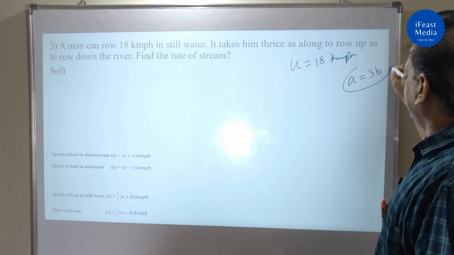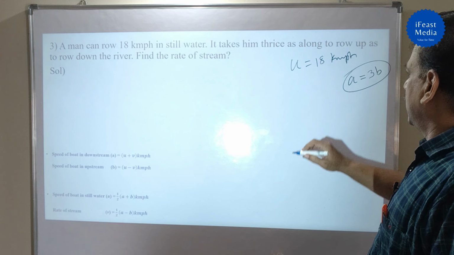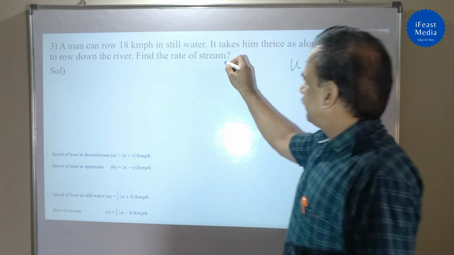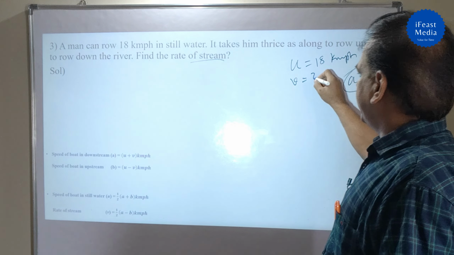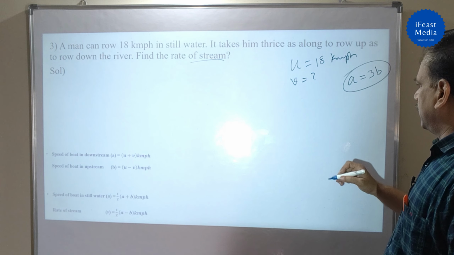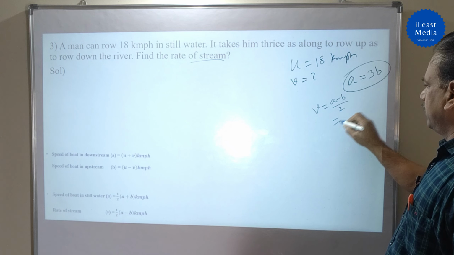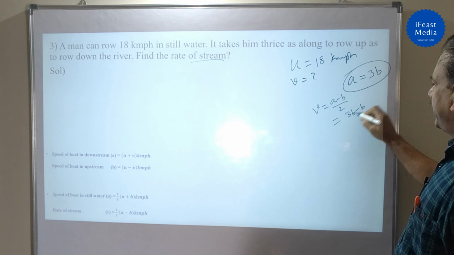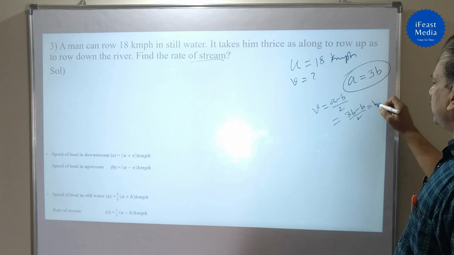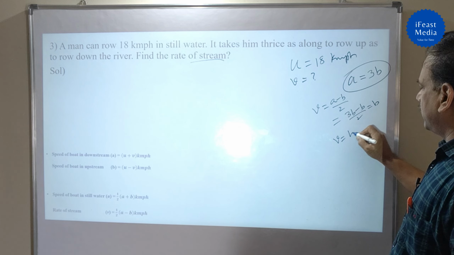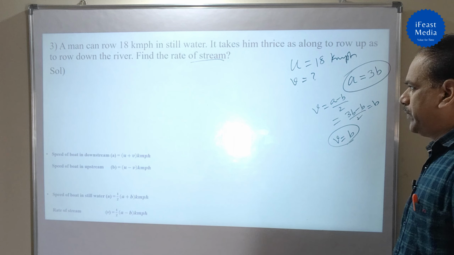So you are given the relation A equal to 3B, and you have to find the rate of the stream. That means, what is V? You are asked to find V. So what is V? V is (A minus B) by 2, which is (3B minus B) by 2. It is 2B by 2, which is B. So V equal to B. If you find B, that is enough.